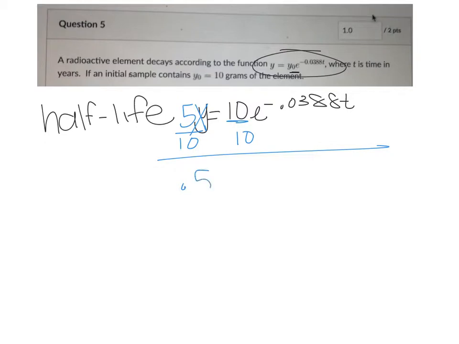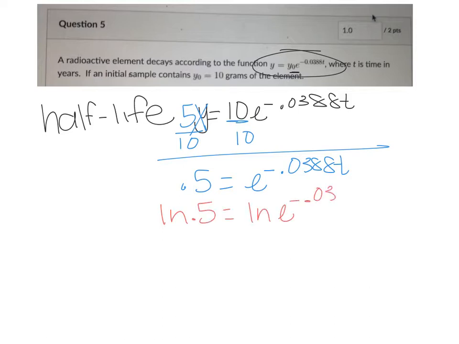I get 0.5 equals e to the negative 0.0388 t. Next step is to take the ln of both sides. When I take the ln of both sides, what happens on the right-hand side is that cancels, and I'm left with negative 0.0388, oops, I forgot the 0, t.